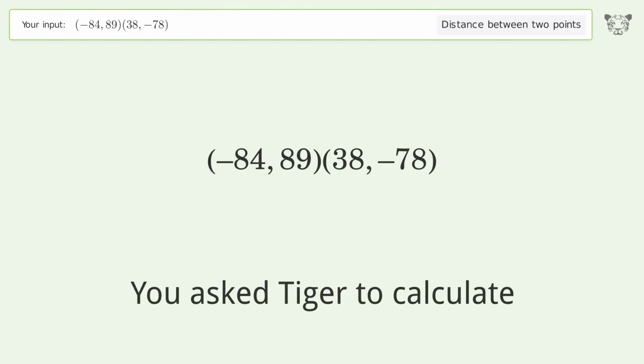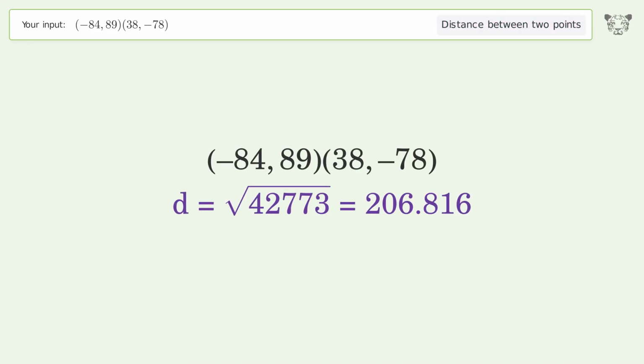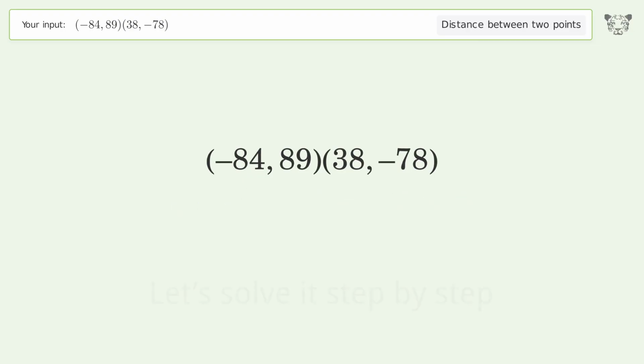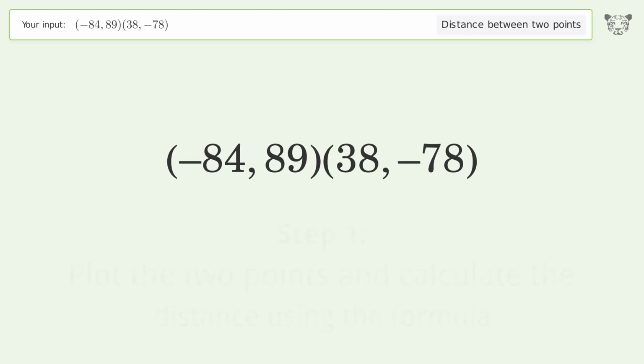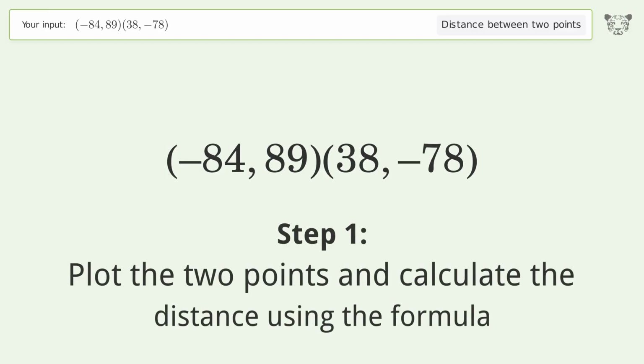You ask Tiger to calculate. This deals with the distance between 2 points. The distance between the 2 points is the square root of 42,773 or 206.816. Let's solve it step by step. Plot the 2 points and calculate the distance using the formula.